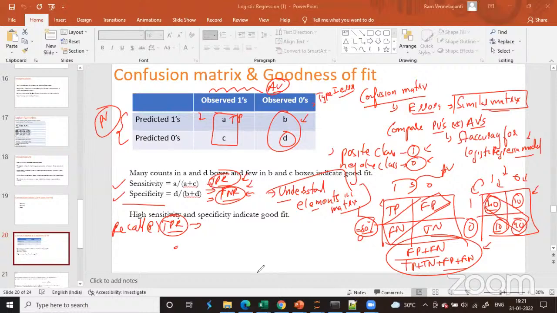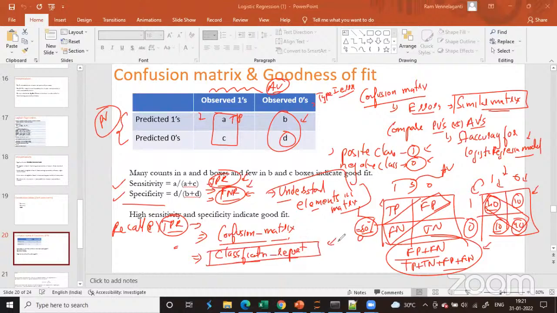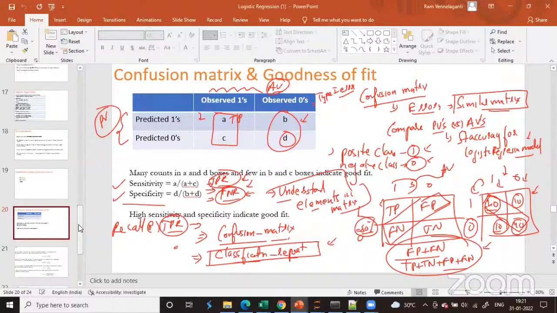So there is no need for any manual calculations. In Python, for creating your confusion matrix, you can use a ready-made function called confusion_matrix. And for finding your values for sensitivity and specificity, you can make use of the classification_report function. When you use this, automatically you will be in a position to find out the sensitivity and the specificity for our logistic regression model.